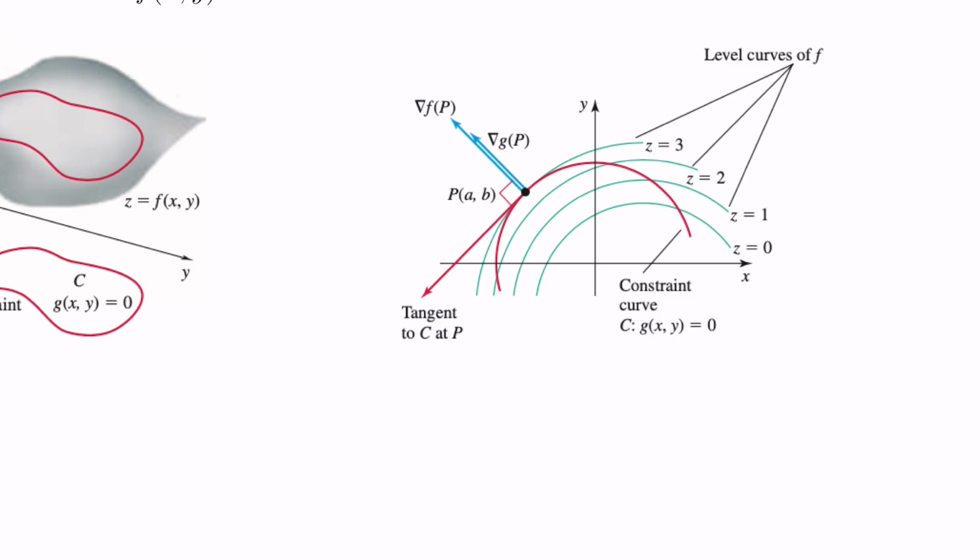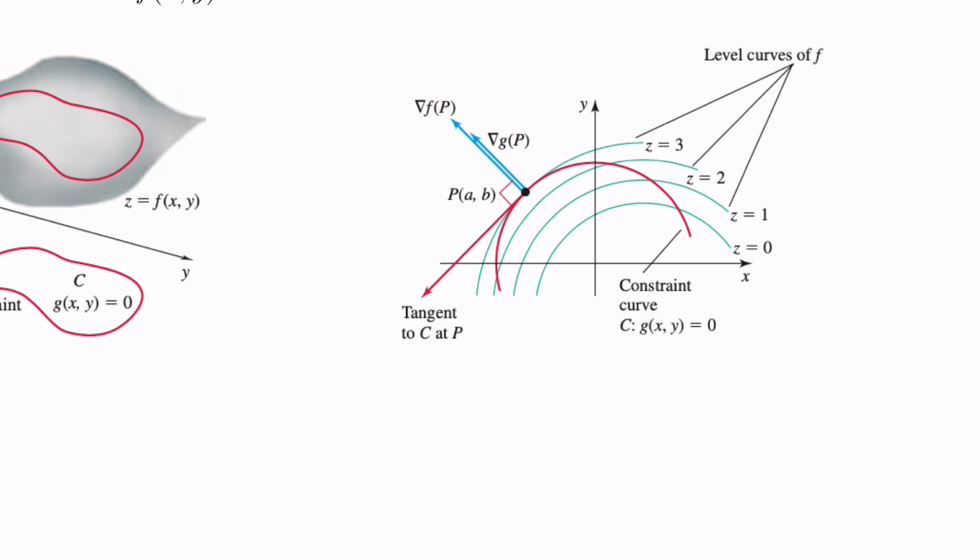So the line tangent to the curve C at the point P equal to a comma b is orthogonal to the gradient vector of the function g evaluated at a comma b. We have now found two different vectors, gradient of f and gradient of g, that are both orthogonal to the line tangent to the level curve C at the point P equal to a comma b, as shown in this figure. Therefore, these two gradient vectors are parallel to one another.